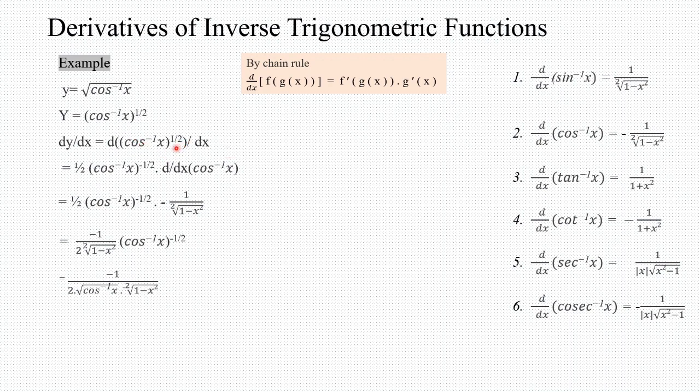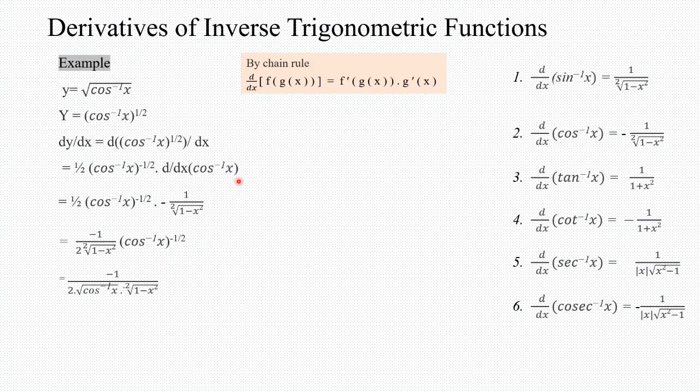Dy by dx is equal to d of cos inverse x to the power 1 by 2 by dx is equal to differentiation of power function 1 by 2, keeping the inner function cos inverse x as such, multiplied by differentiation of inner function cos inverse x, is equal to differentiation of power function 1 by 2, keeping the inner function cos inverse x as such, is 1 by 2 times cos inverse x to the power 1 by 2 minus 1 is minus 1 by 2, multiplied by differentiation of inner function cos inverse x, which is minus 1 by under the root 1 minus x square.